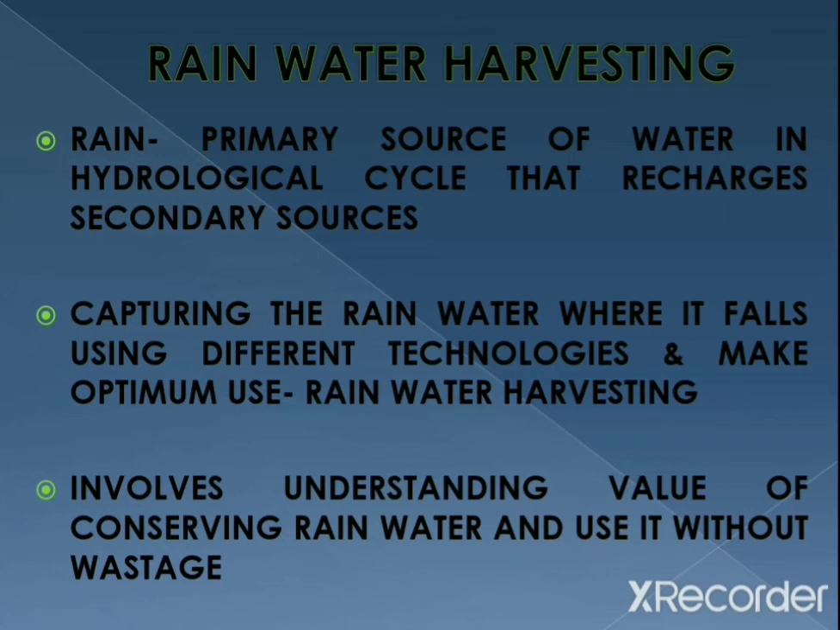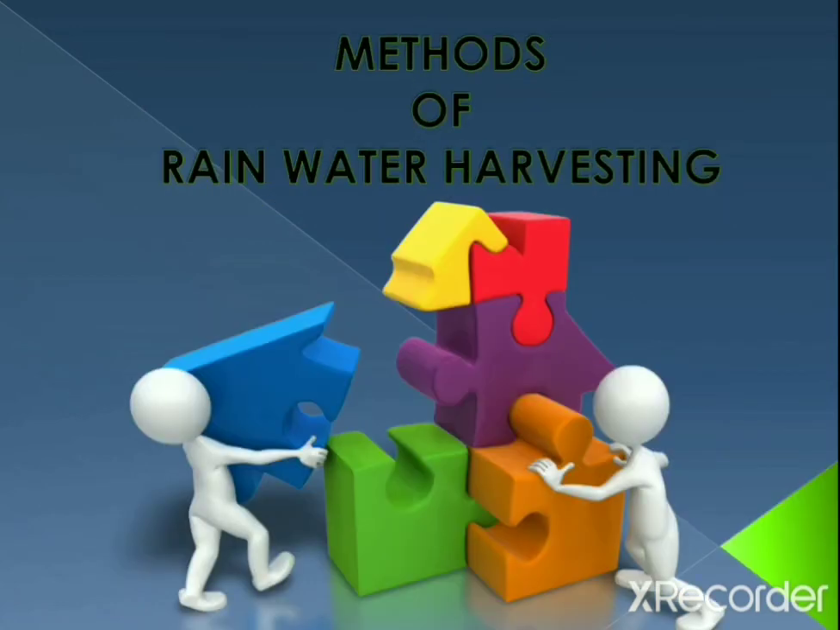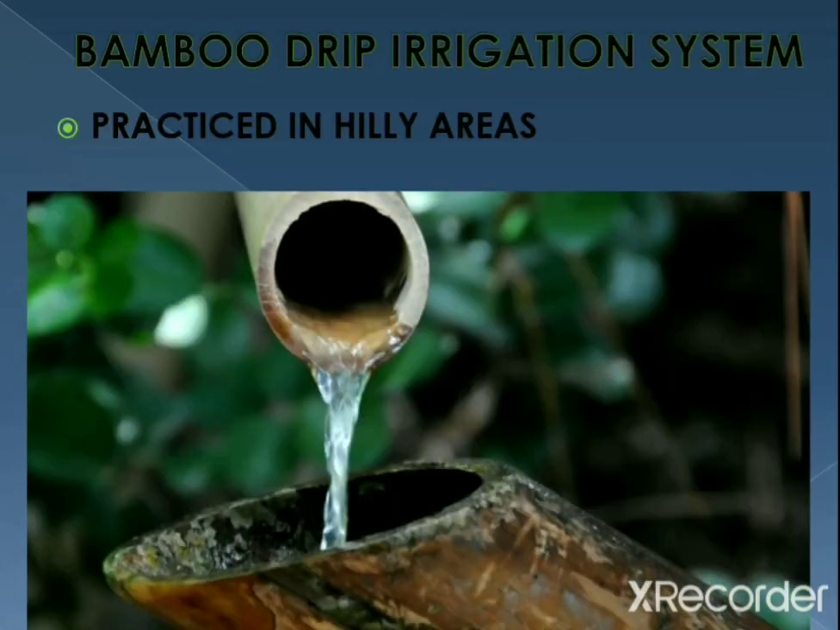Rainwater harvesting is another major method of water conservation. We know well that rain is the primary source of water in the hydrological cycle that recharges the secondary sources. Thus, capturing the rainwater where it falls using different technologies and making optimum use of it is termed rainwater harvesting. It involves understanding the value of conserving the rainwater and using it without any wastage. Let's look into the various methods of rainwater harvesting.